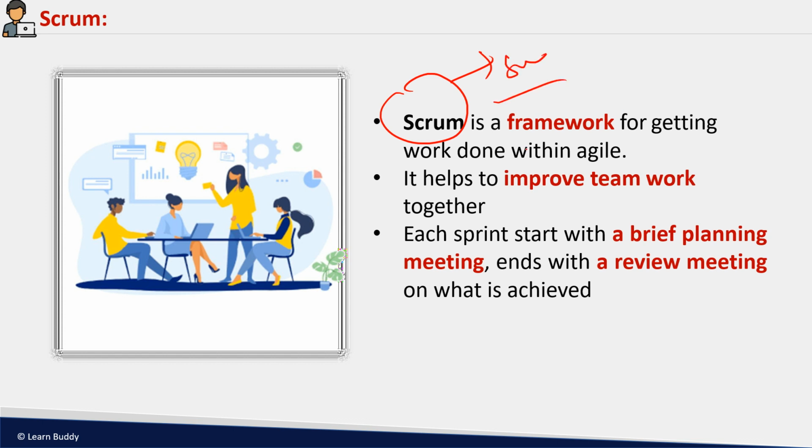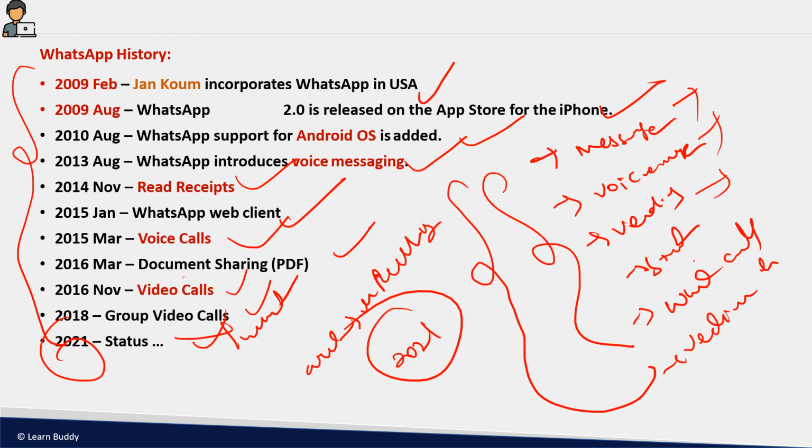Okay, so that's scrum. Wherever you see agile, you can see scrum as well. It is a framework for getting work done by agile. It helps to improve teamwork. How? By checking whether the team has enough work or not, and by getting updates from the team on what they have done today and what they are going to do tomorrow. That helps teamwork and team improvement. And each sprint starts with a brief planning meeting and ends with a review meeting.